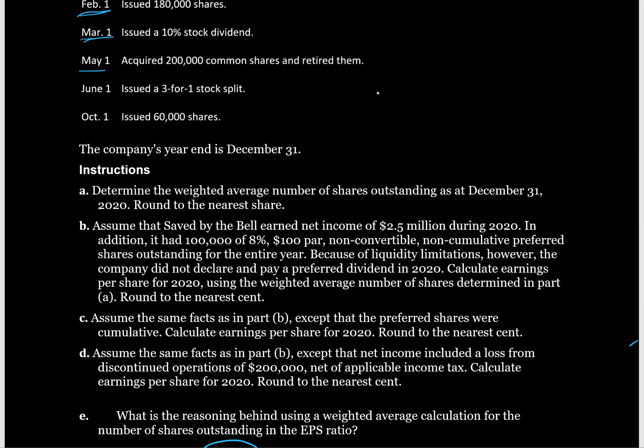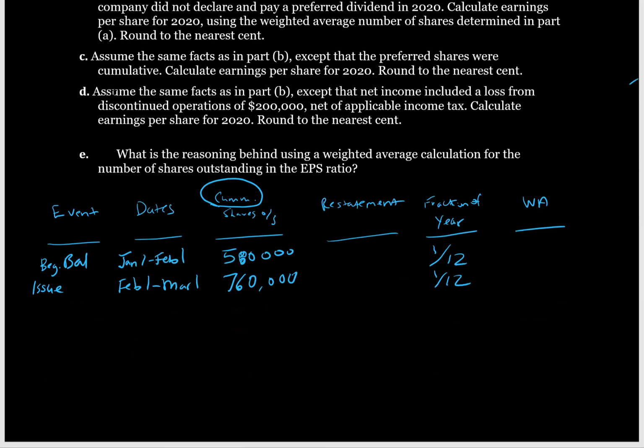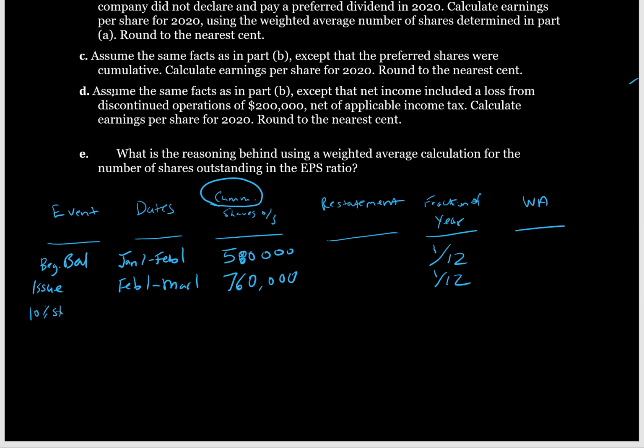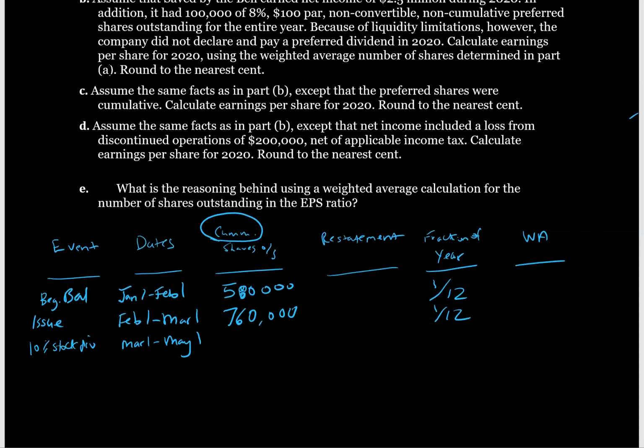Now May 1st is our next transaction. Oh, sorry, March 1st issued a 10% stock dividend, and that's going to go until May. So we're going to have 10% stock dividend. And this is going to be from March 1st to May 1st, because the next transaction happens in May. And how do we recognize a 10% stock dividend? We're not given any numbers.